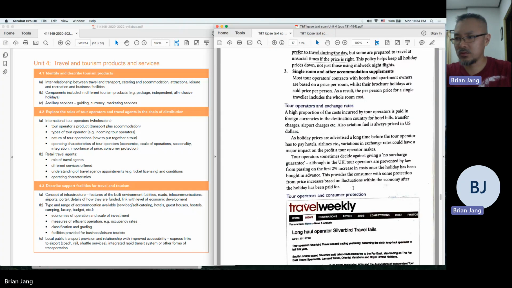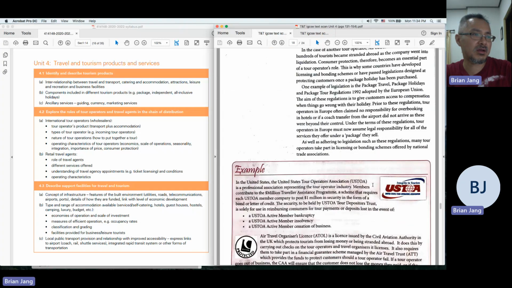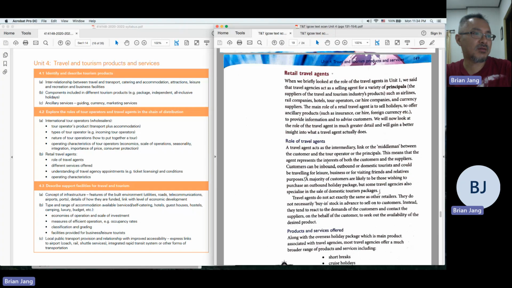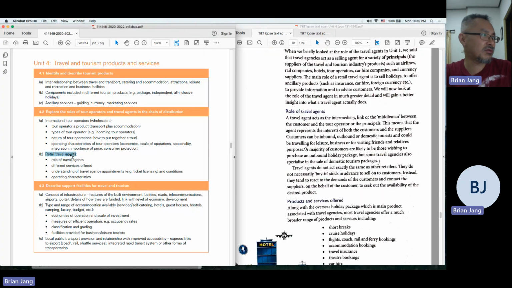Okay. So tour operators and exchange rates. Yeah, you can review that. I don't have anything highlighted or underlined, so I don't think I'm going to go over that. Travel agents. Let's see here. B, retail travel agents. The role of travel agents.